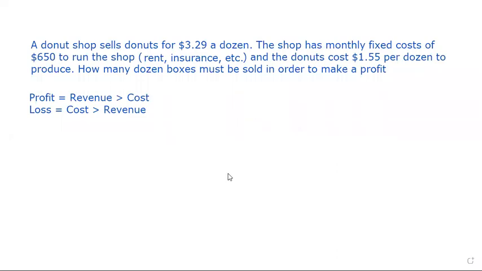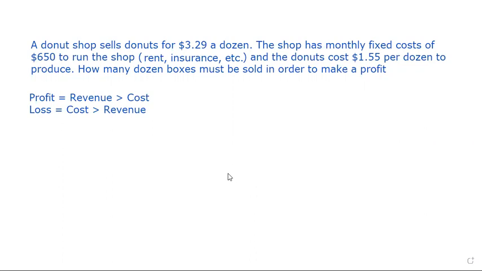Okay, for this problem, we want to look at a problem that tells us how to find the profit. We have our profit functions, our revenue functions, and our cost functions. And one thing that we want to look at is the difference between what we call the fixed cost and the variable costs. Okay, so let's look at this one.